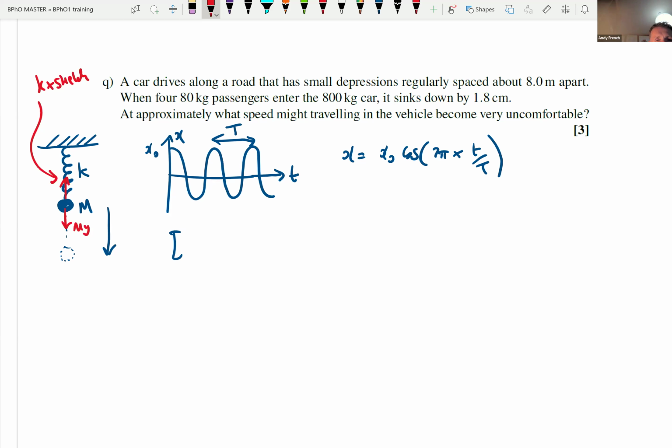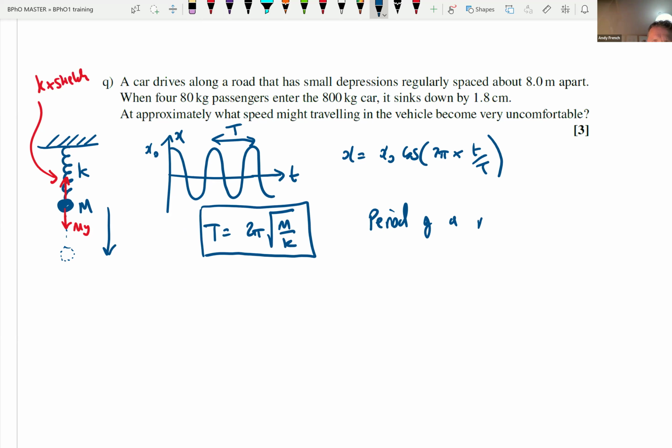That's Hooke's law. So what we find is that the period T is 2 pi root m on k. That's the period of our mass spring system. Again, I'll derive that in a moment. So there we are, that's the period of a mass spring system. You could just look it up on your formula sheet if you were doing this quickly.